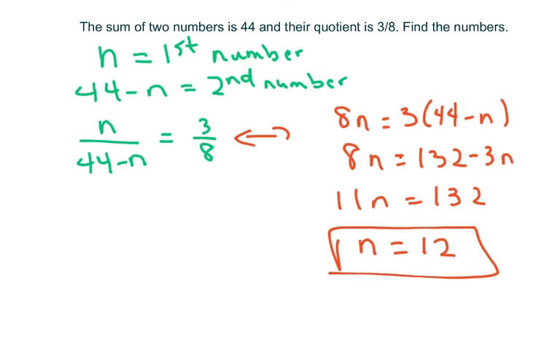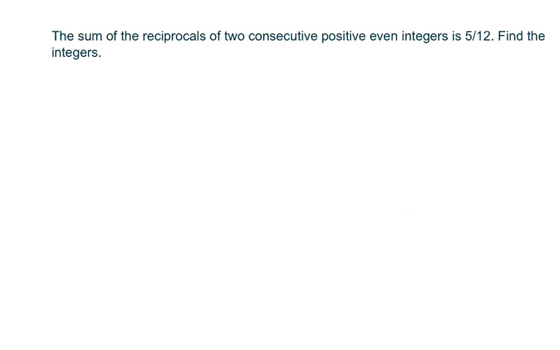The next ones are going to get a little harder because we're going to get quadratic equations. So the next one is the sum of the reciprocals of two positive even integers is 5/12. Okay, so what we're going to do is I'm going to let n equal the first positive even integer.